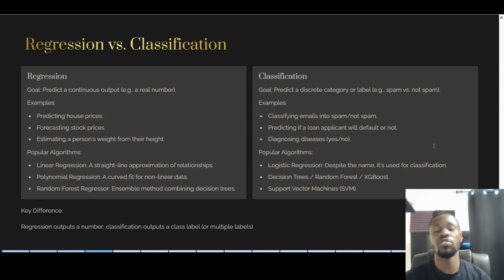Polynomial regression, where a straight line won't do, so we use a curved fit for non-linear data. Or we have things such as random forest regressor, an ensemble method combining decision trees. Popular algorithms for classification include logistic regression. Despite its name, this is used for classification, and we'll get into all of these a little bit later. Decision trees, random forest trees, XGBoost, and support vector machines. So, to summarize the key difference, regression usually outputs a number, whereas classification outputs a class, label, or multiple labels, trying to categorize something. Alright.